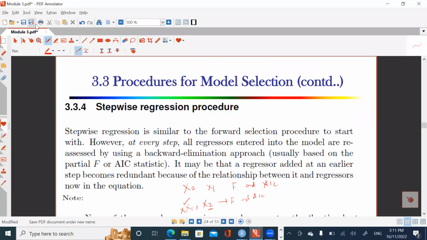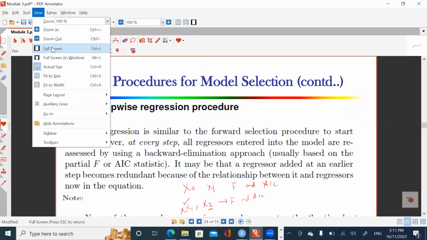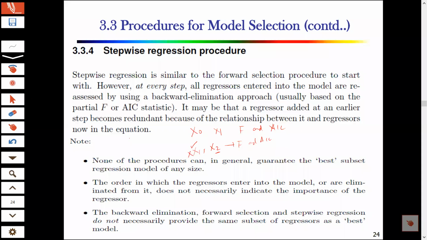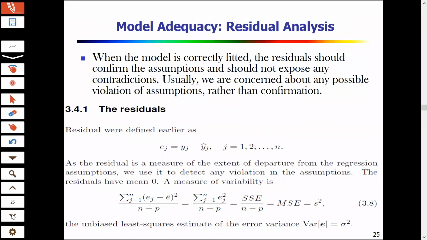Okay, so now the next topic. We have discussed forward selection, backward elimination, and stepwise regression procedures. Now we know the residuals, right? When the model is correctly fitted, the residuals should conform to the assumptions and should not expose any contradictions. Usually we are concerned about any possible violation of assumptions. You probably remember the assumption of constant variance, which we call homoscedasticity.